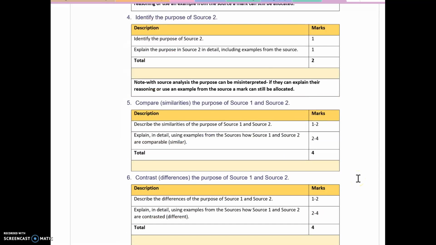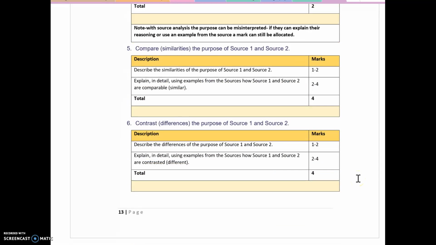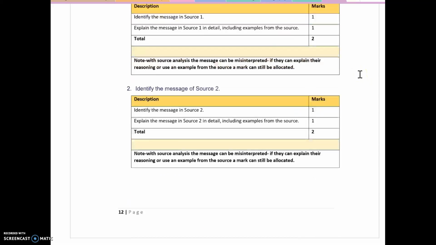Okay, so now going to question 5. We're now looking at the similarities of the purpose, and this can be quite tricky. It's worth a few more marks, and sometimes it can be hard to find where they're similar. So if we go back up, I'm just going to flick back up to the practice source, and this will hopefully help you.